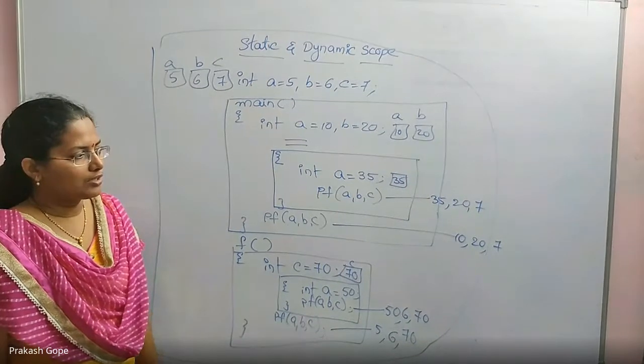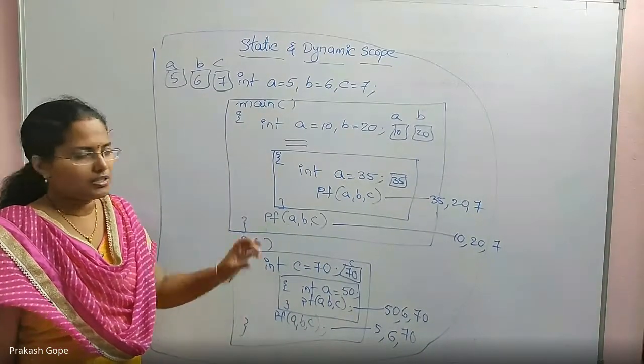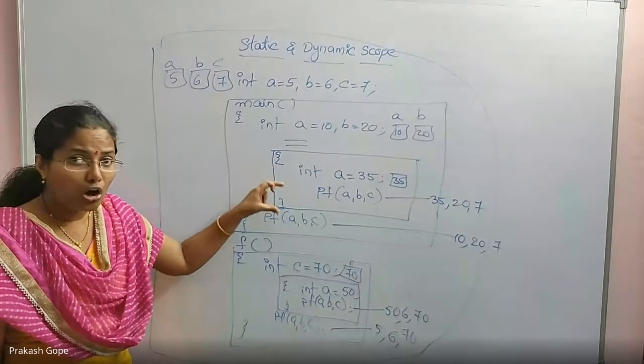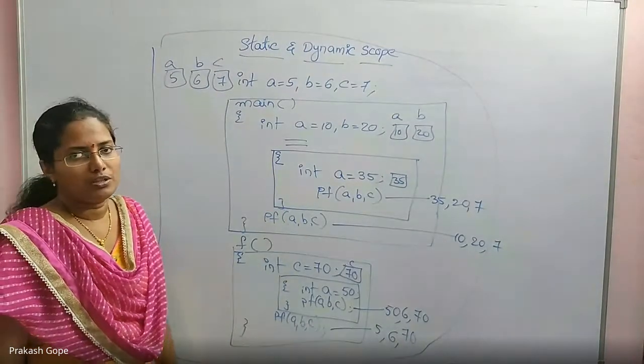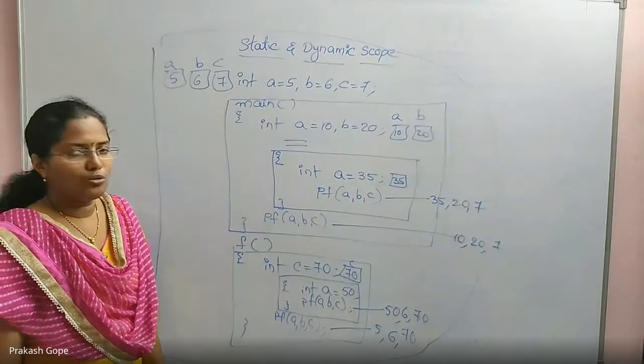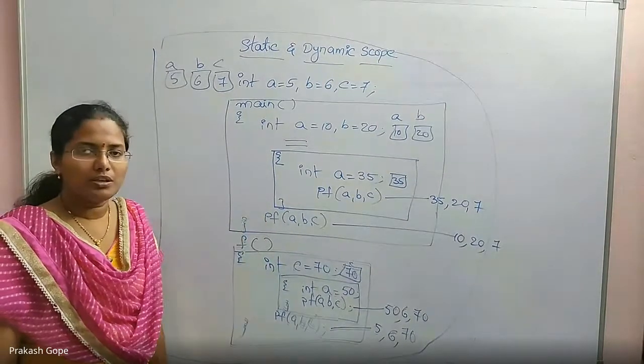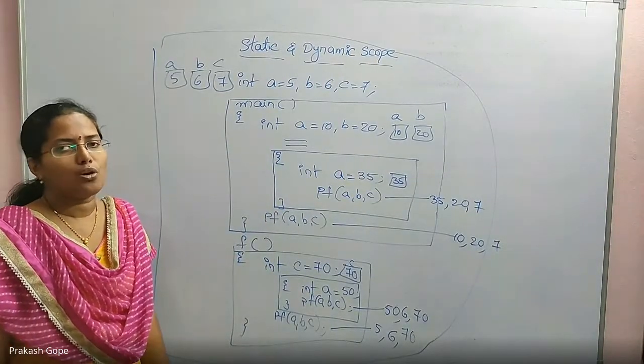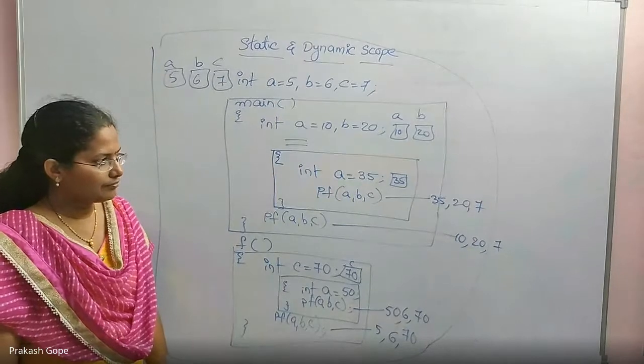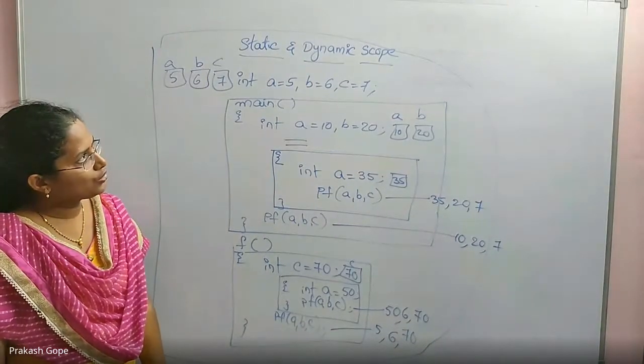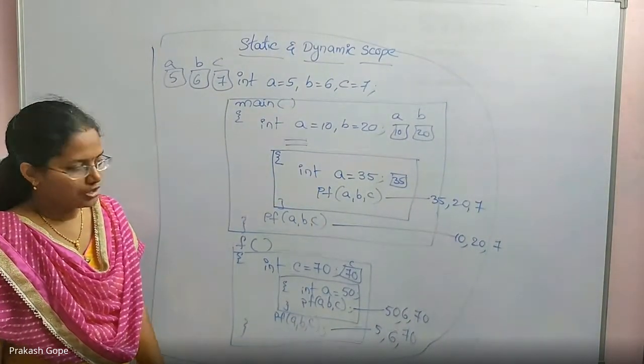Whenever you access a variable, first we'll try to access a variable which is declared in that block, not function, in that block. If it is not declared over there, we will try to access the variable in its nearest enclosing block. Is static scope clear? C follows static scope.